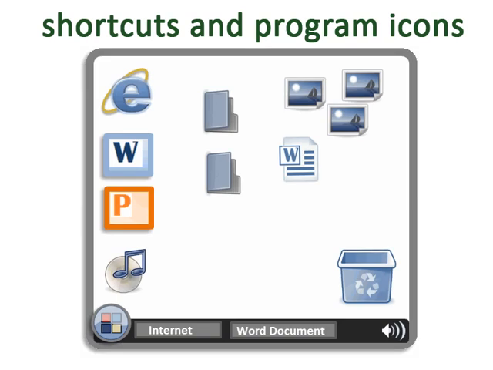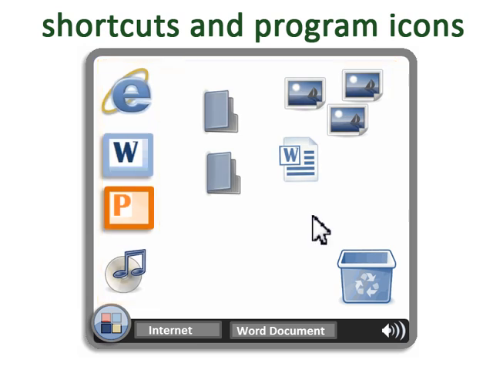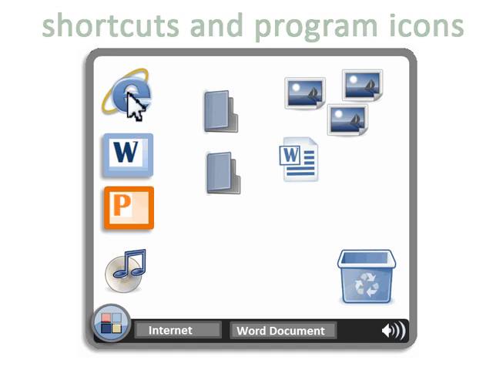Even though the programs, applications, and files are stored on your computer's hard drive, you may see that there are icons on your desktop that act as shortcuts. Here we have shortcut icons for a web browser, two word processing programs, and a music program. To open any of these programs on your computer, simply double-click on the shortcut icon.